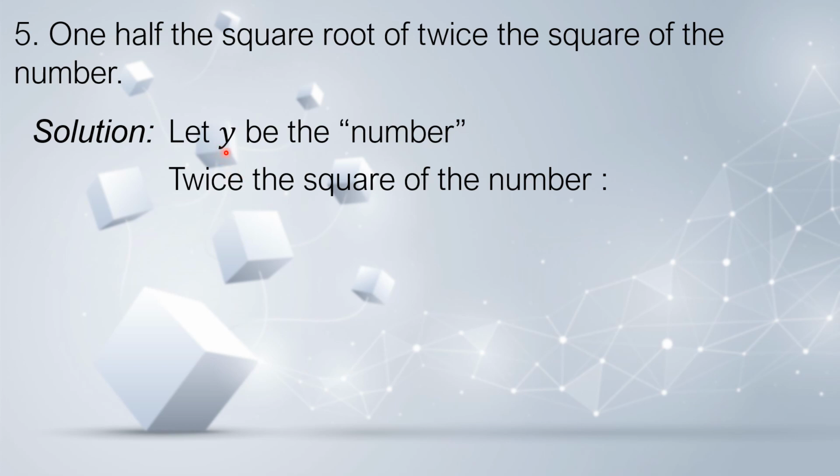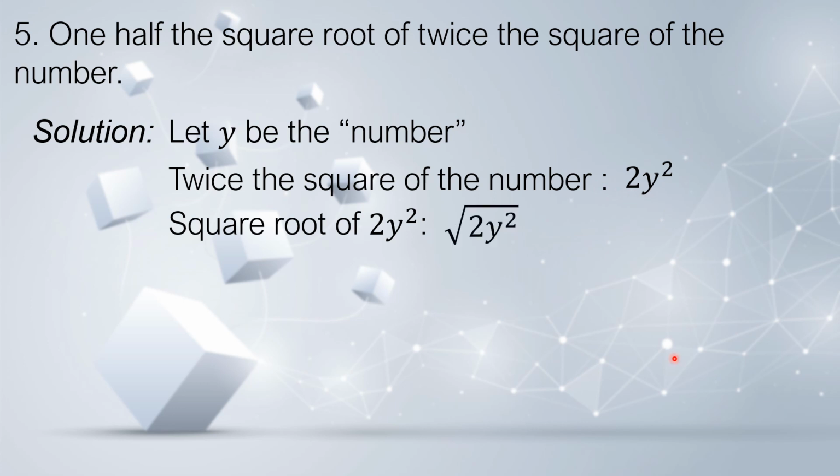So, since meron na tayong variable y, so ito twice natin yung square of a number. So, that will be 2y squared. Again, square of the number will be y squared. And then, since may nakalagay na twice, so maglalagay lang tayo ng 2 times, or pagtatabihin lang natin yung constant at variable, kaya naging 2y squared. Next, square root of 2y squared. Nakalagay dyan, the square root of. So, i-square root naman natin yung na-translate natin na 2y squared, kaya naging square root of 2y squared. Naglagay lang tayo ng radical sign.